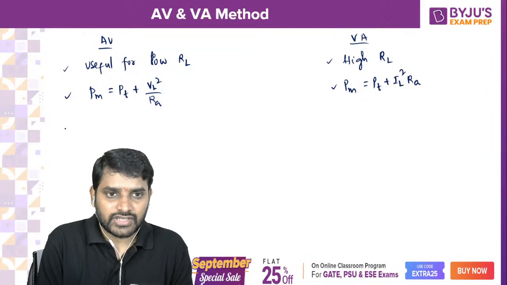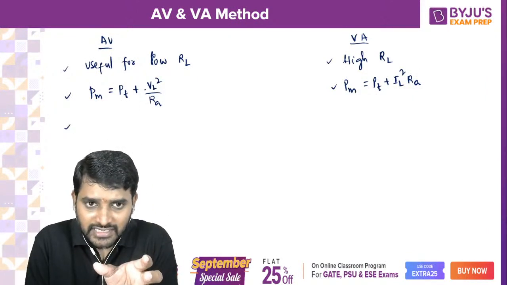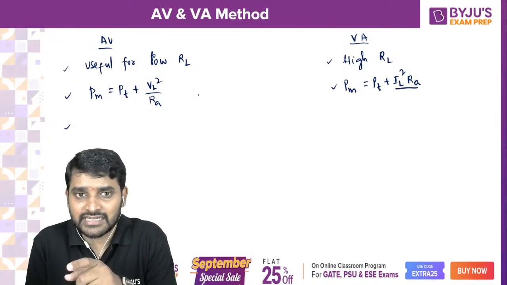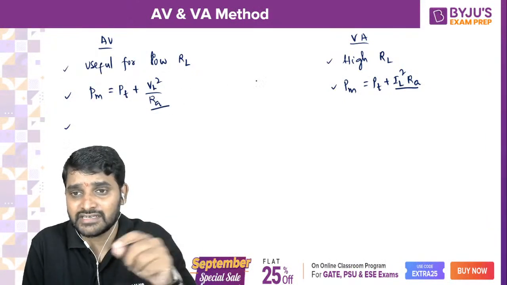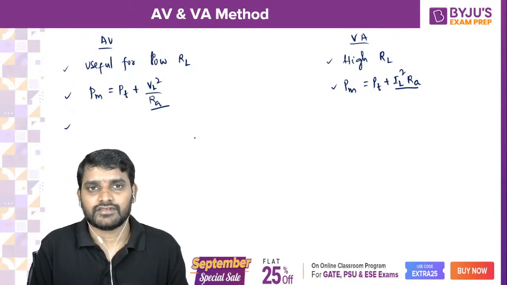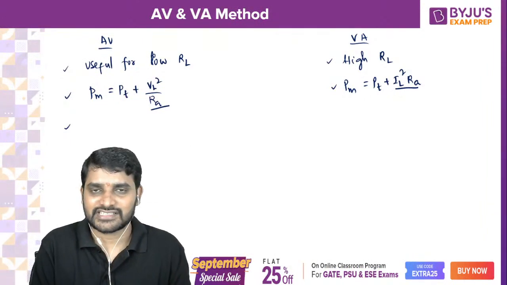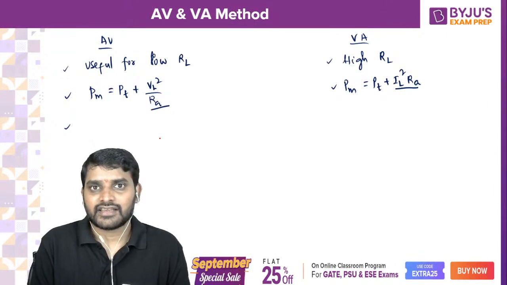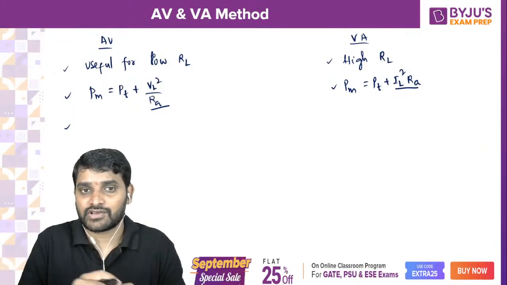All right. So in both the methods, you are going to get PM greater than PT. So this is error. This is error. If you want to minimize this error, you have to use low resistive load for AV method and high resistive load for VA method. VA method is useful for high resistive loads, and AV method should be useful for low resistive loads. So this is a thing. And always the load side instrument is going to give the error, so that point also you should remember.